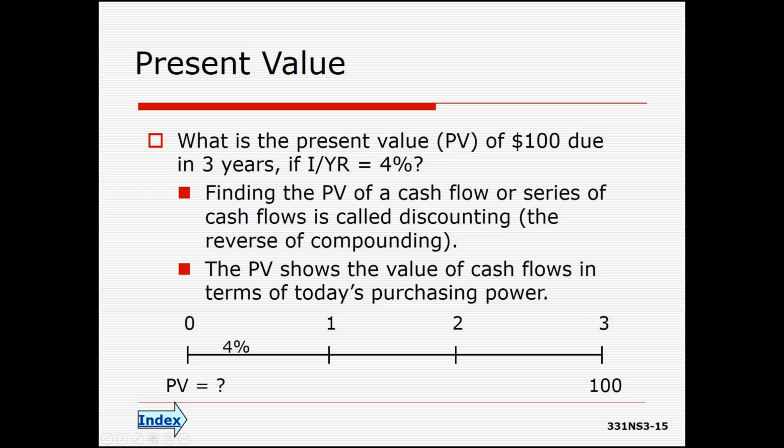Here's a present value example. What is the present value of $100 to be received in 3 years if the discount rate is 4%? Finding a present value is discounting. The timeline describes the question.